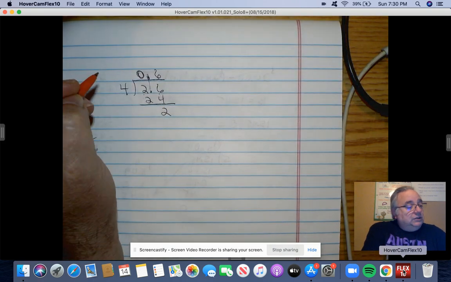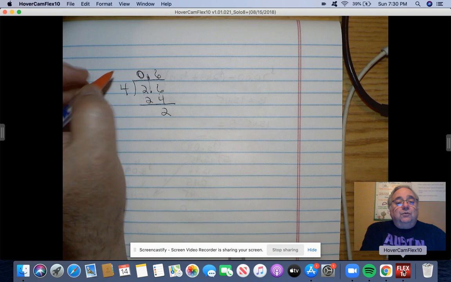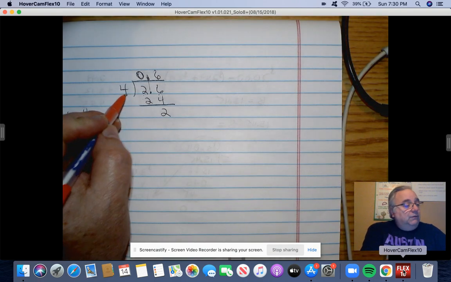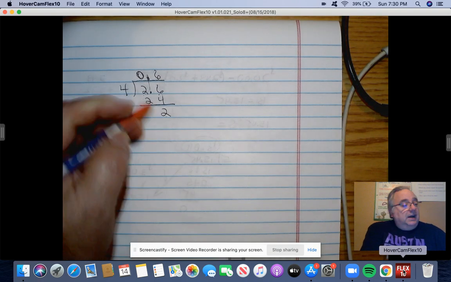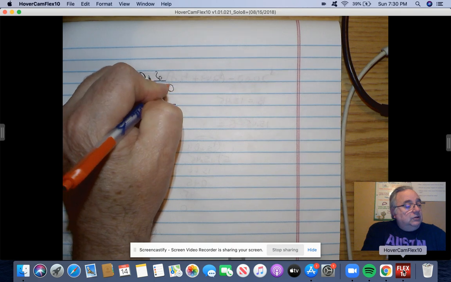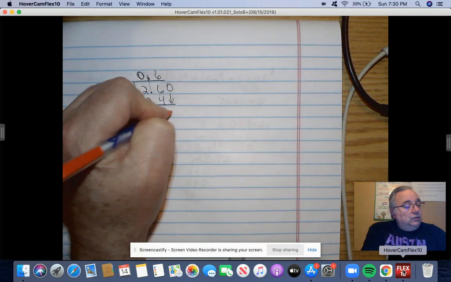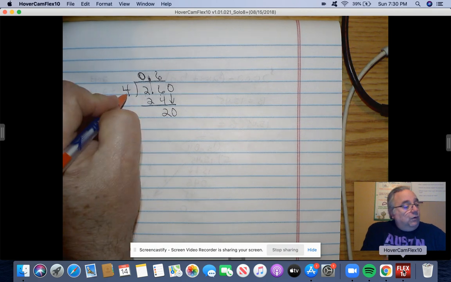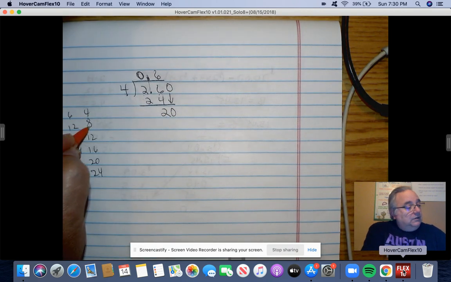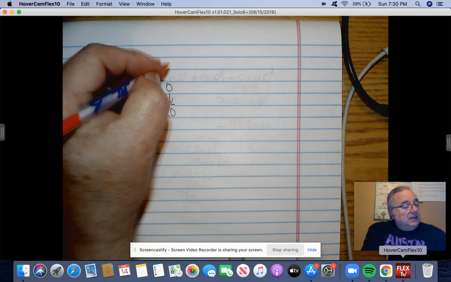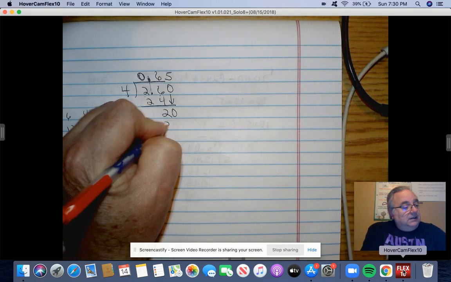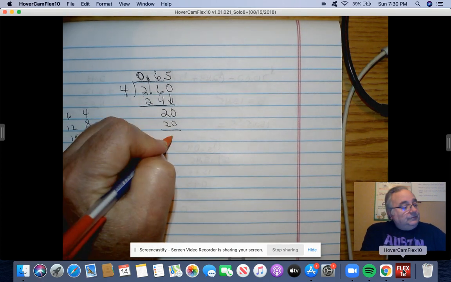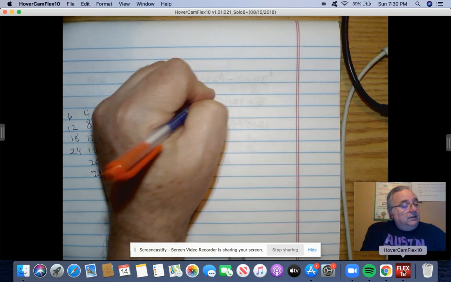I have 2 tenths left. But you know what? I can't divide 4 into 2 tenths. But I can divide it into 20 hundredths. So 4 goes into 20 1, 2, 3, 4, 5 times. Gives me 20 right here. That's a 0.